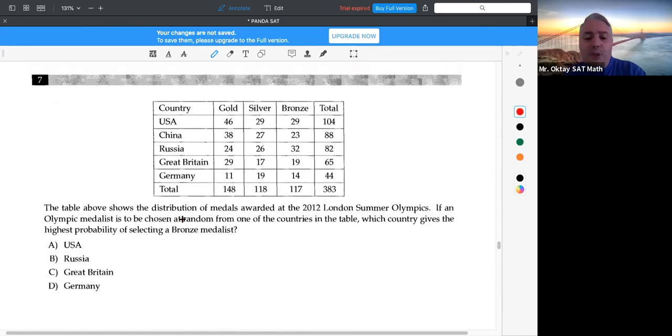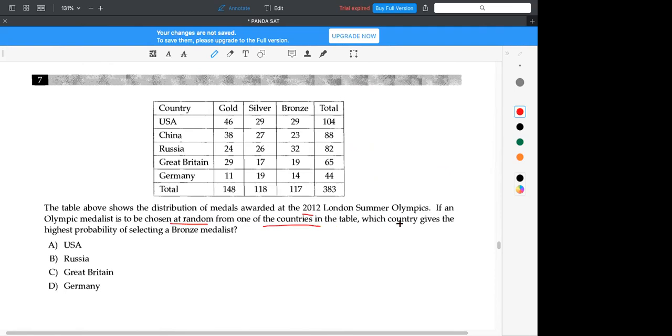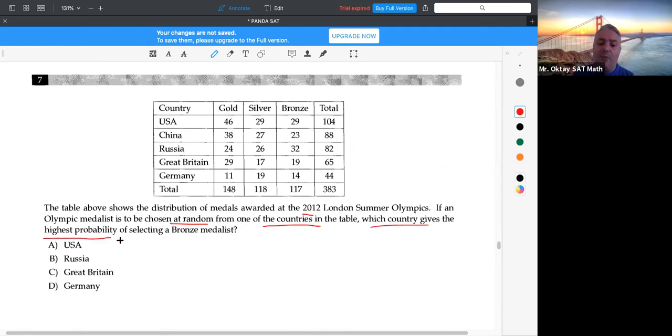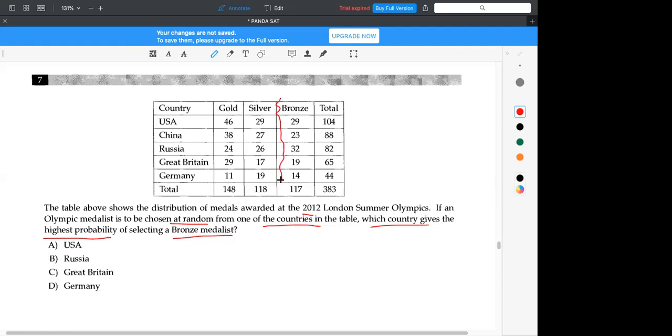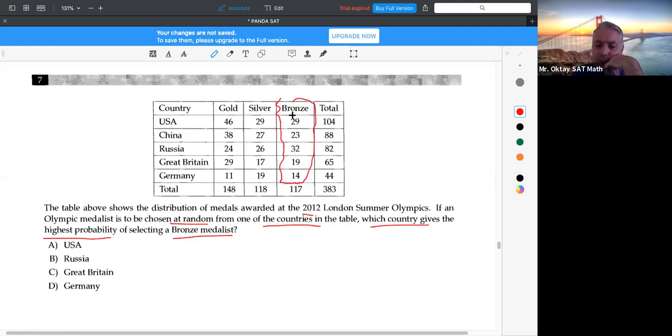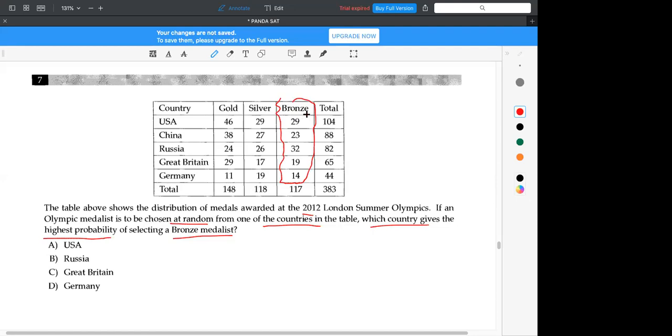Now, what about here? The table above shows the distribution of the medals awarded at the 2012 London Summer Olympics. If an Olympic medal is to be chosen at random from one of the countries in the table, which country gives the highest probability of selecting a bronze medal? Which one gives the highest probability of bronze medal? So bronze medals, first of all, are here, right? Sir, I think we should divide to see which one has the highest percentage.